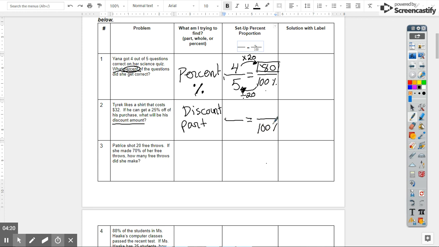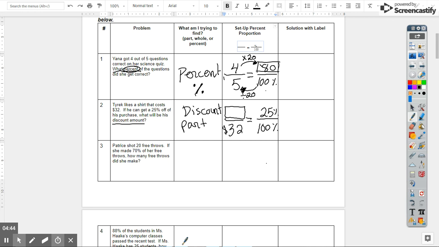We always start with 100% if it's a percent problem in the base of our ratio. He can get 25% off of his purchase, and so that's 25%. Then let's look. We know he likes a shirt and the whole cost is $32. So that's going to be my whole, $32. And so now I'm trying to find the part.